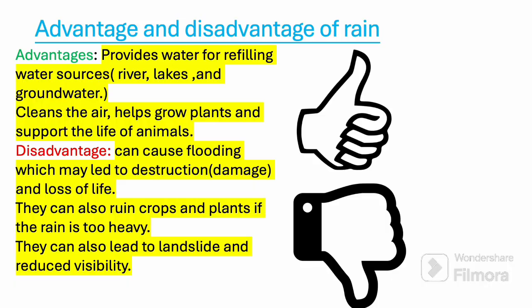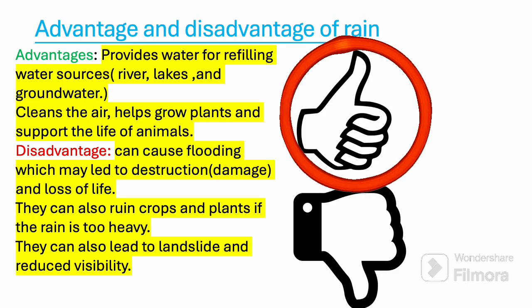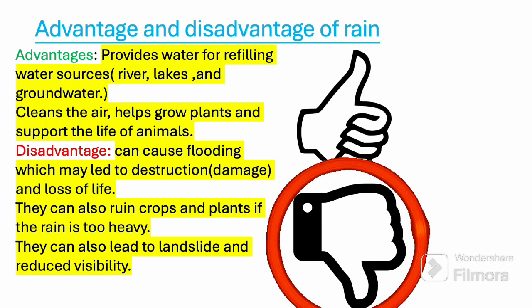Here are some advantages and disadvantages of rain. Advantage: rain provides water for refilling water sources such as rivers, lakes, and groundwater. It cleans the air, helps grow plants, and supports the life of animals. However, these are the disadvantages. It can cause flooding, which may lead to destruction, damage, and loss of life. They can also ruin crops and plants if the rain is too heavy. They can also lead to landslides and reduce visibility.